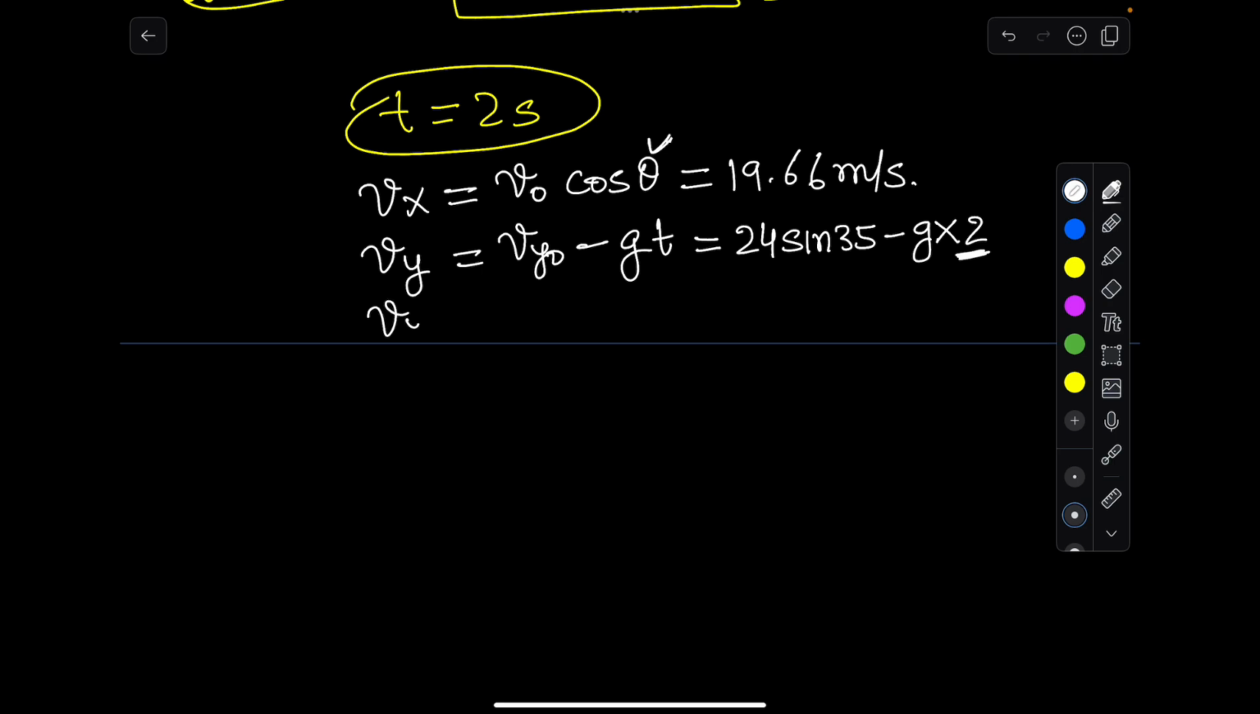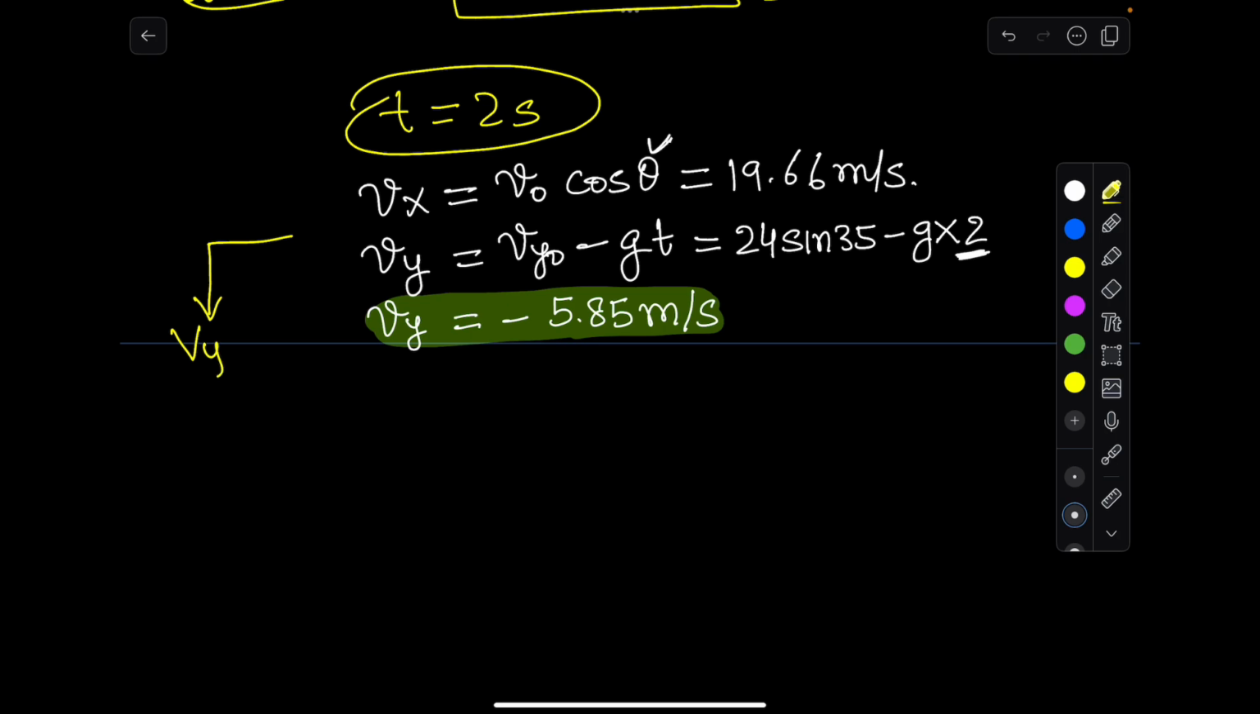So we will get the value for Vy, that is minus 5.85 meter per second. You know what is interesting here, that the value for this Vy is negative. So it means that the velocity vector for Vy is going in the downward direction.